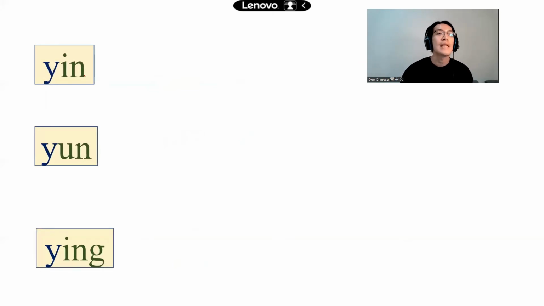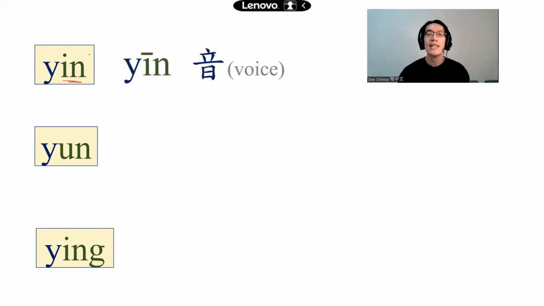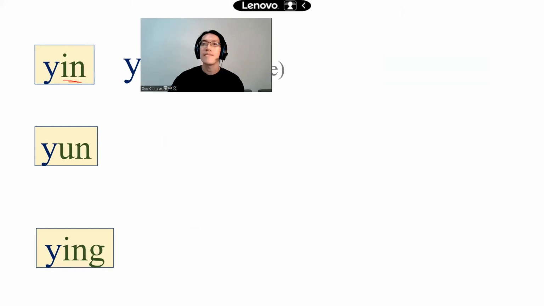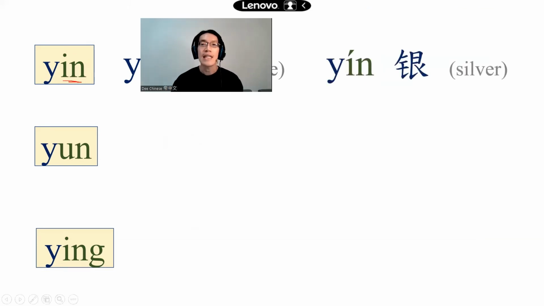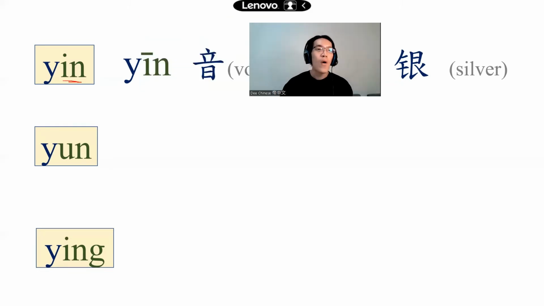When Y is combined with in, it should be pronounced yin. The first one is yin, which means voice. And the next one is yin, which means silver.